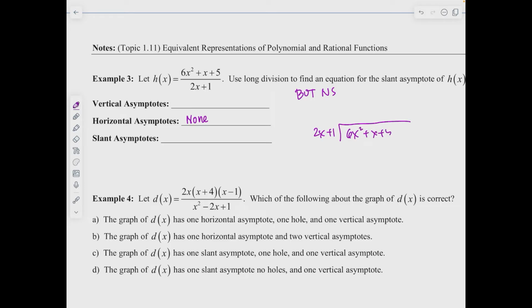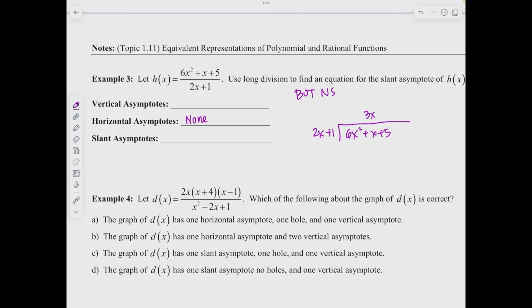6x squared plus x plus 5. So when I take a look at this, 2x times 3x, so I have 6x squared plus 3x. I will sign change, subtract. So 1 minus 3 is -2x plus 5. What times x gives me -2x? That would be -1. So -1 times 2x is -2x, and then this is -1. Sign change, this becomes a plus, this becomes a plus, so I'm left with a remainder of 6.